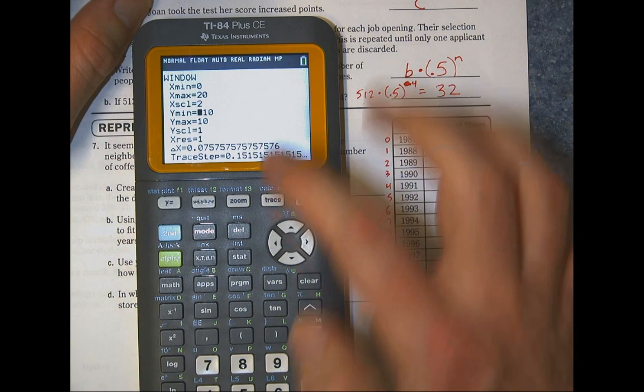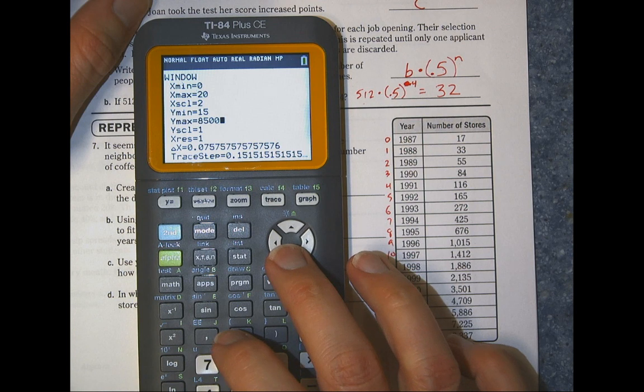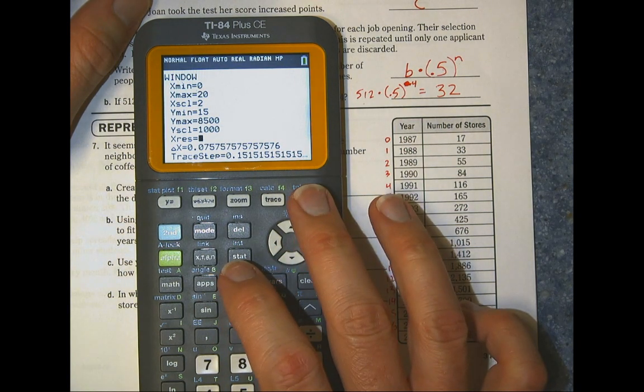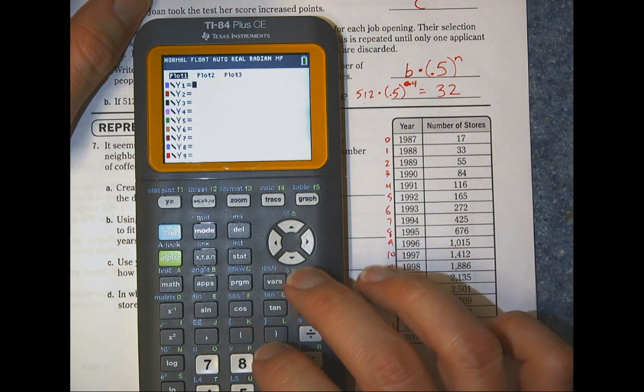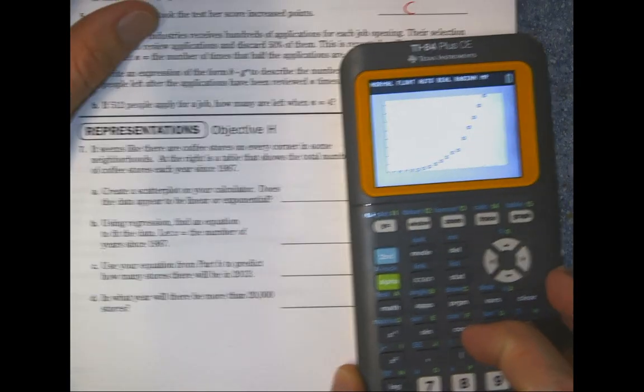That would be fine. Now my Y minimum. This one's real important. So I got to go from 17. So I'm going to start at 15, so it's just below this one. And I'm going to go up to 9,000 or 8,500, something like that, and count by a nice big number of 1,000. Now I'm going to go to Y equals. I'm going to turn my plot on. And now my graph should show up very nice. There it is.